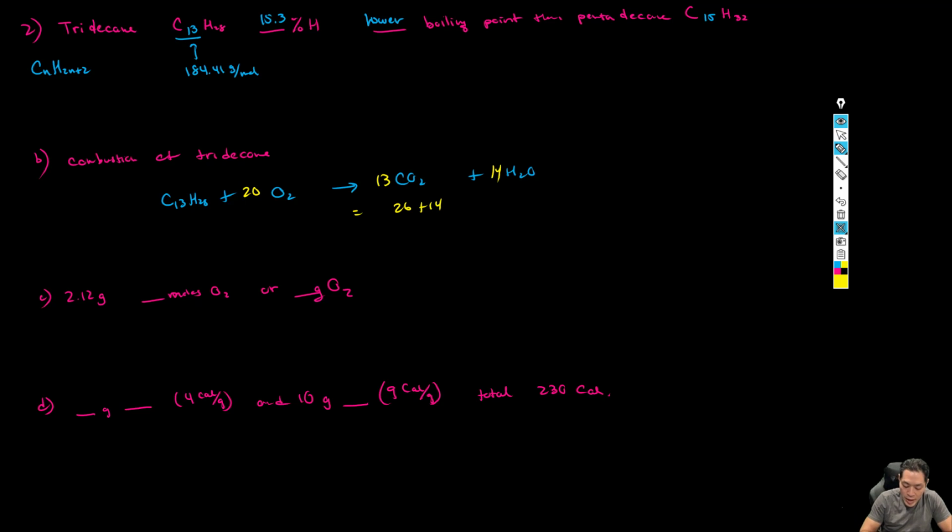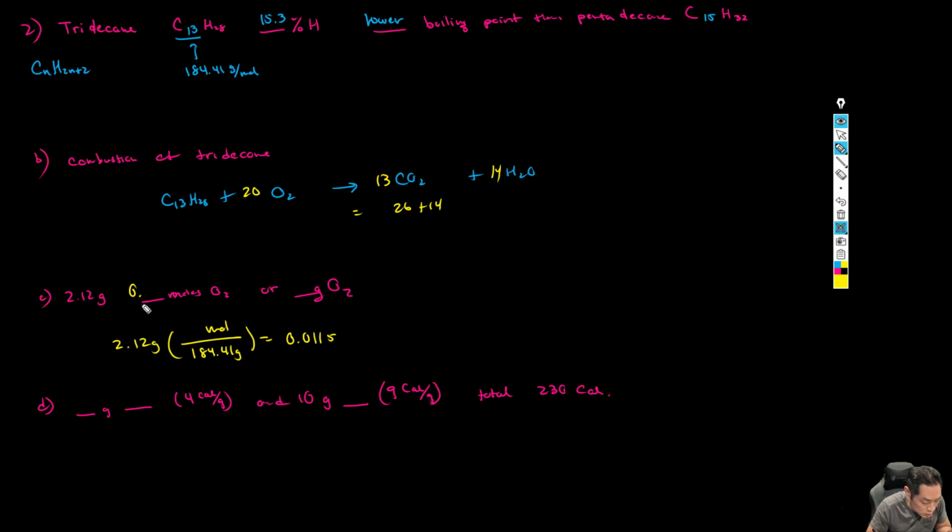For letter C, if we have 2.12 grams of tridecane, we want to know how many moles of O2. So I'm going to just convert this into moles. So 2.12 grams, I'm going to use the molar mass, 184.41 grams per mole. So 2.12 divided by 184.41 should give me 0.0115. All right. Now we're going to look at the ratio. So oxygen is 20, so I multiply that by 20. I get 0.229.